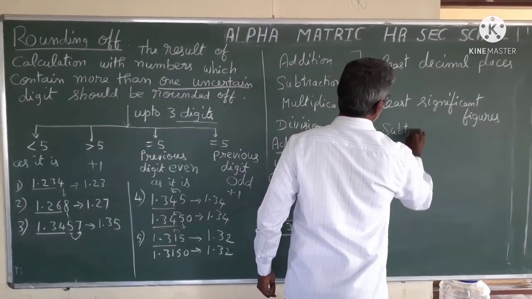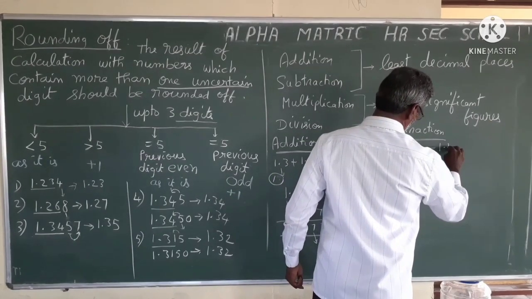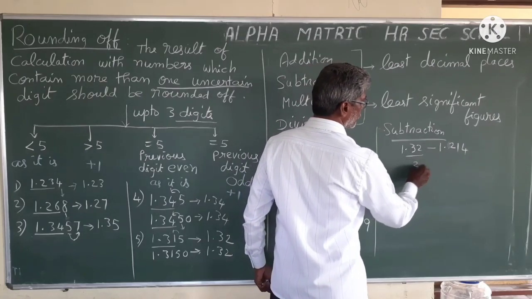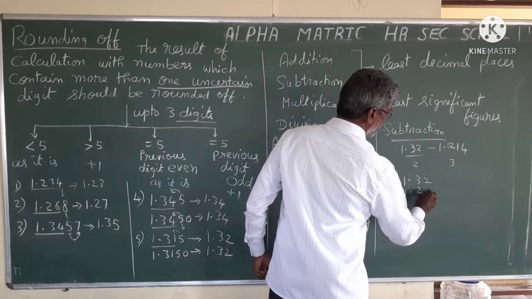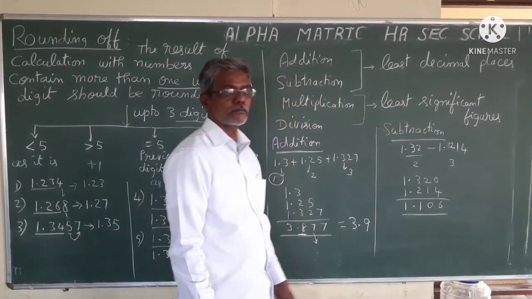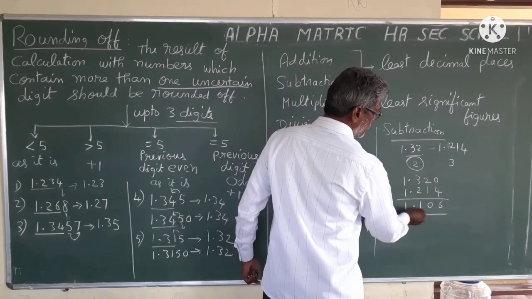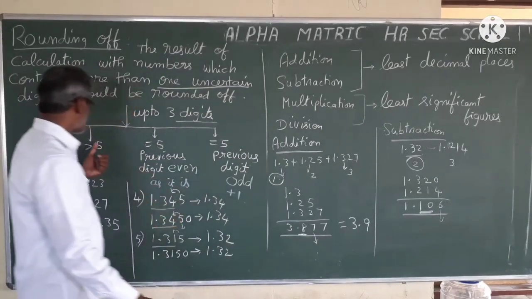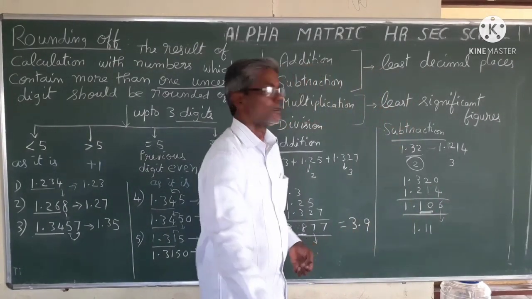subtraction. (1.32 minus 1.214). Here, after decimal how many digits? 2. Here, 3 decimal places. Now you subtract this value. 1.32, 1.214. Now you see up to how many decimal places here? The least one, 2. So after decimal, up to this I should consider. See the last digit 6. It is greater than 5. If it is greater than 5 means plus 1 to be added to the previous one. So my answer is 1.11. Clear?